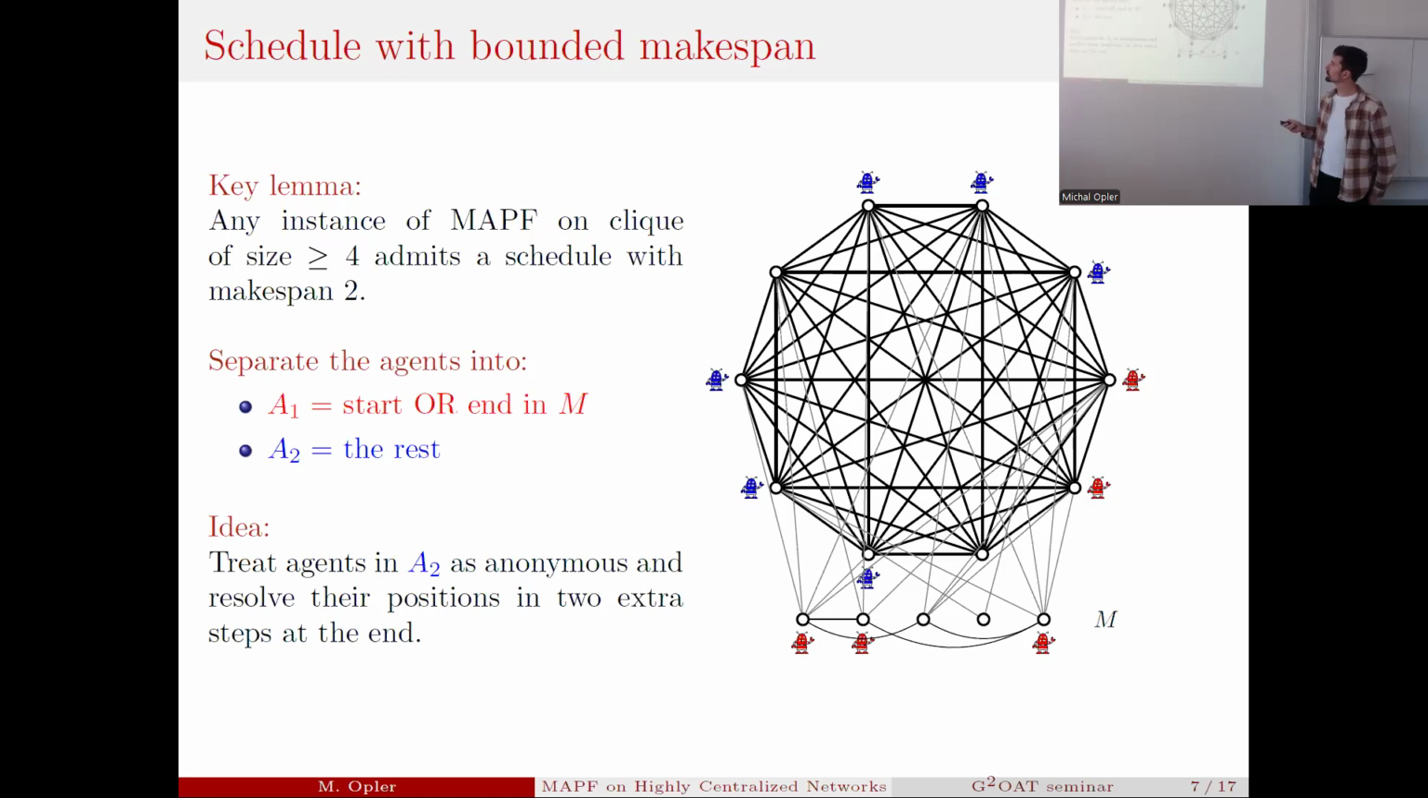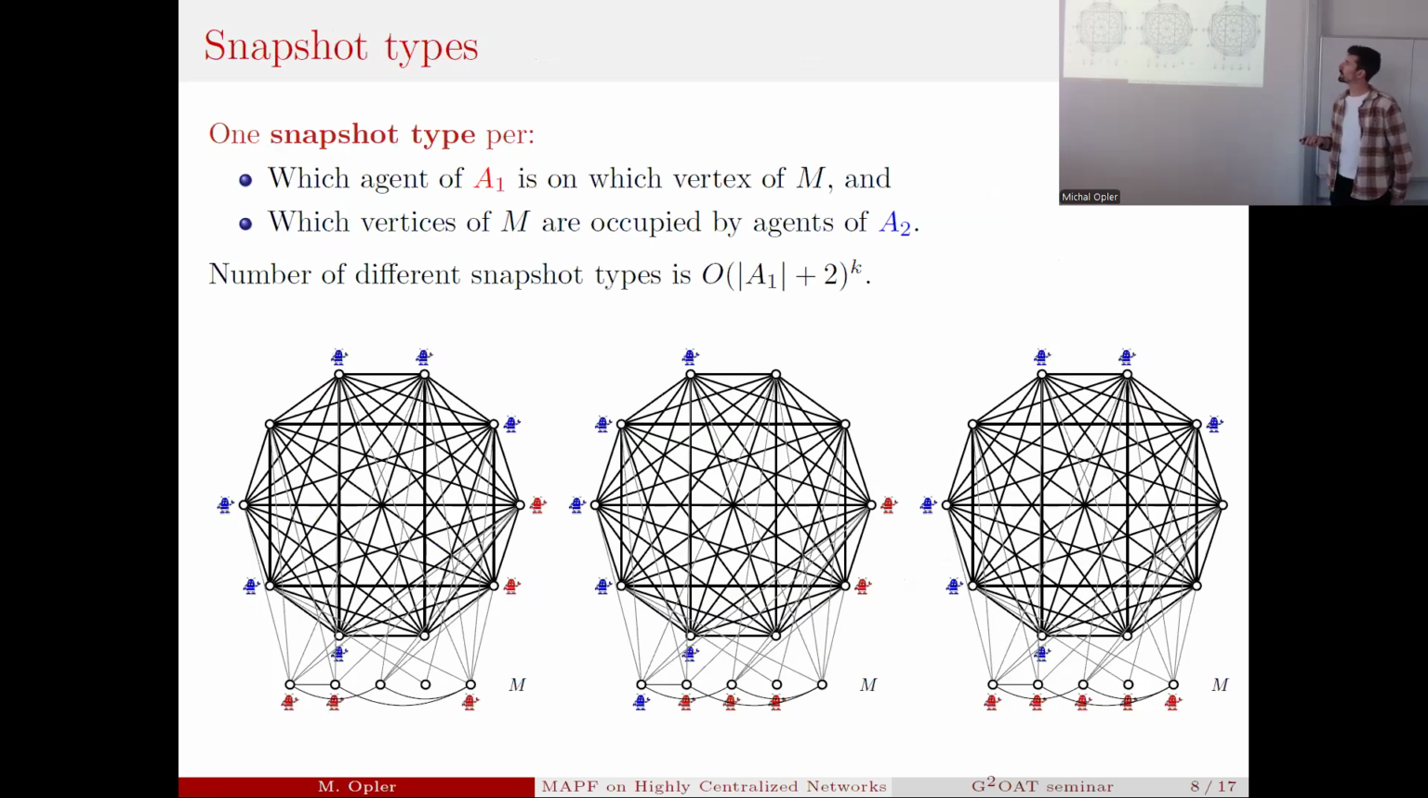All right, so now we're in this situation where we consider these blue agents as being anonymous and not distinguishable. And we define what we call a snapshot type of a configuration. The snapshot type captures which of the red agents are within the modulator and where they are. So you would remember that this red agent is here, this red agent is here, this red agent is here. And for the blue agents, we will just remember which of the vertices in M are occupied by some blue.